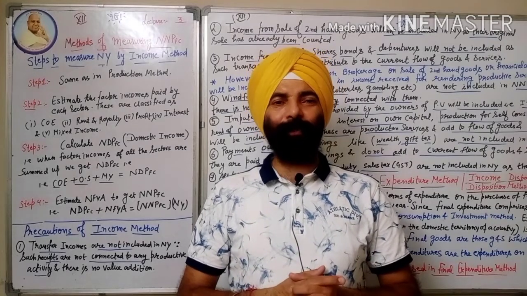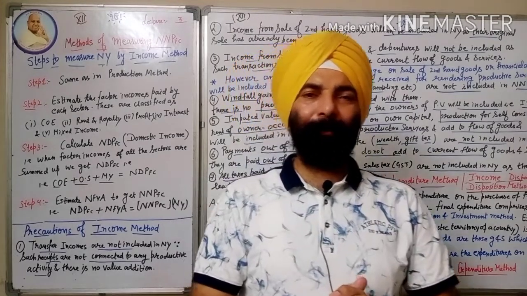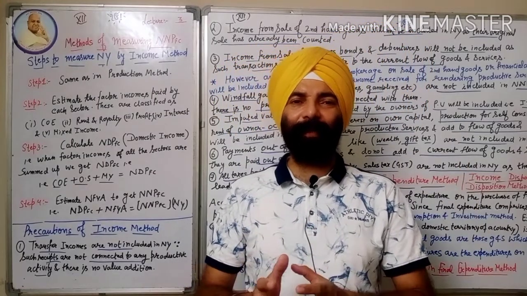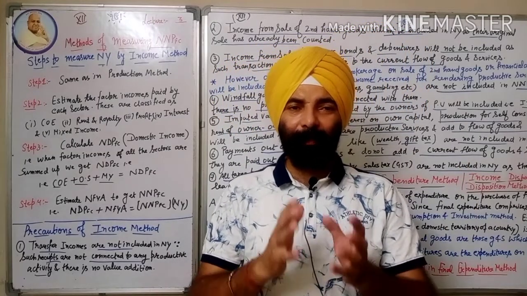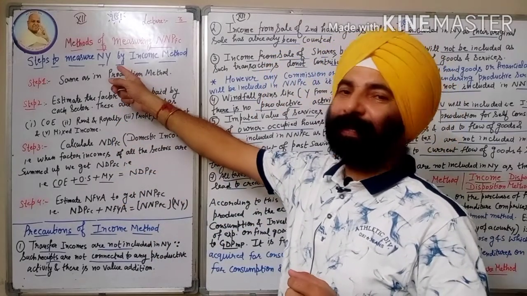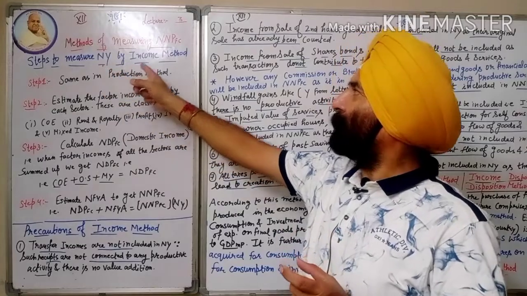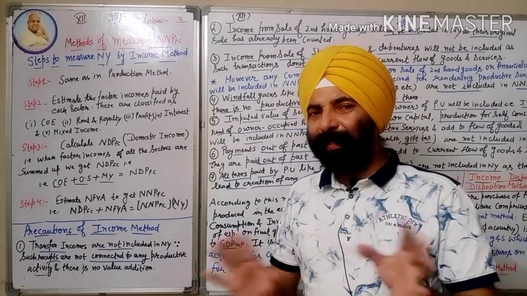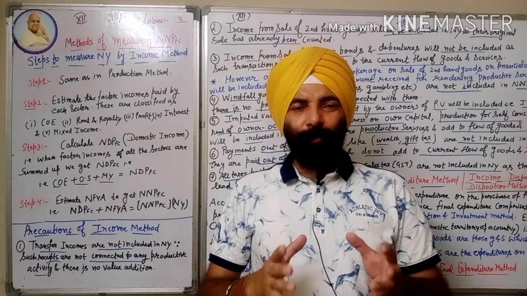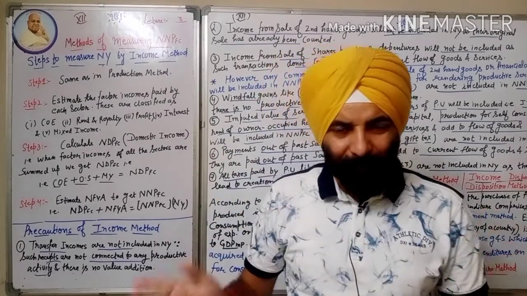Today we are going to start with the various steps which we take in order to measure the national income by income method. So let's start with the steps to measure NY, means national income, or we call it NNPFC, by the income method. Step number 1 is the same. Classify all the production units into primary, secondary and tertiary sector. हमने पहले भी पढ़ लिया है, there is no need to repeat it again.